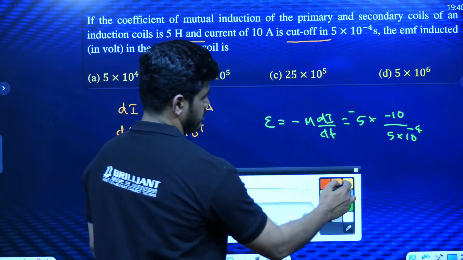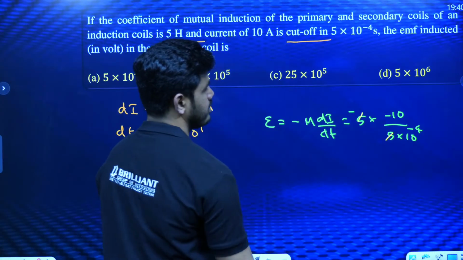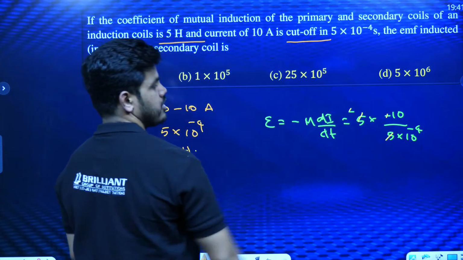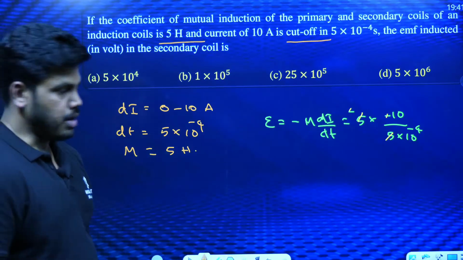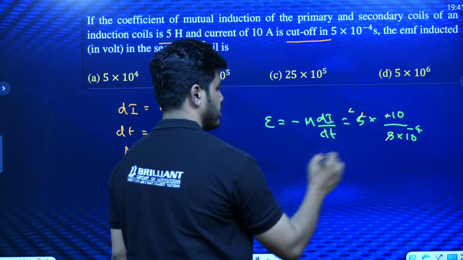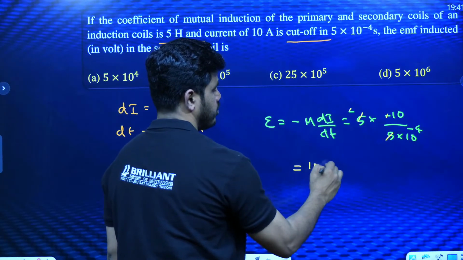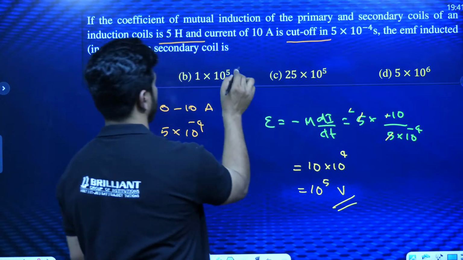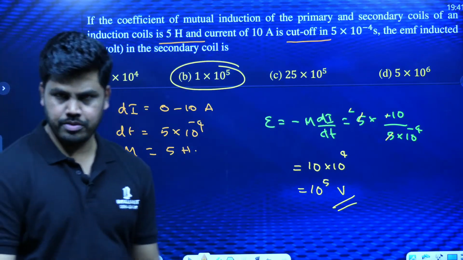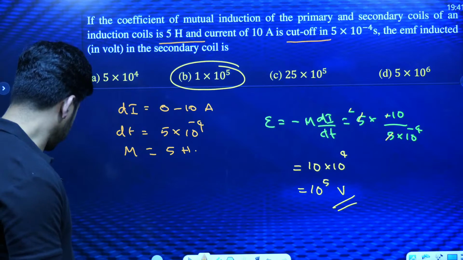What can you see? Minus and minus gets cancelled, 5 and 5 gets cancelled. So 10 raised to minus 4 becomes 10 raised to plus 4. It becomes 10 into 10 raised to 4, which is 10 raised to 5 volt, which is option B. This was a direct, easy question, so I won't spend much time on that.